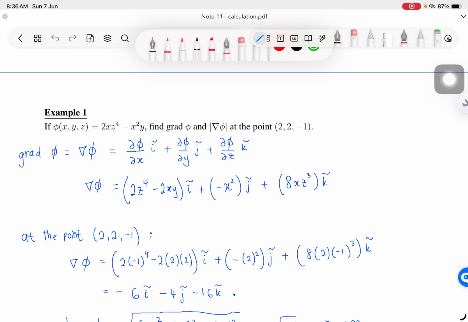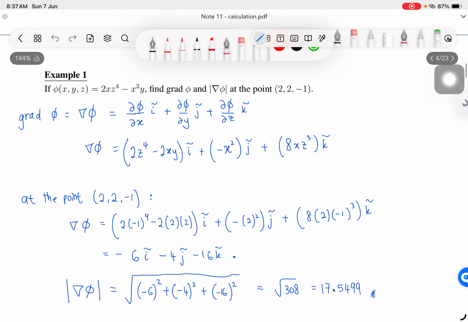So after we obtain the gradient of phi, they ask you to find it at a certain point, right? So (2, negative 1), meaning that you need to substitute this point into this expression. Okay, so when we substitute inside the expression, we obtain this one. And then the question asks you to find the magnitude of the gradient.